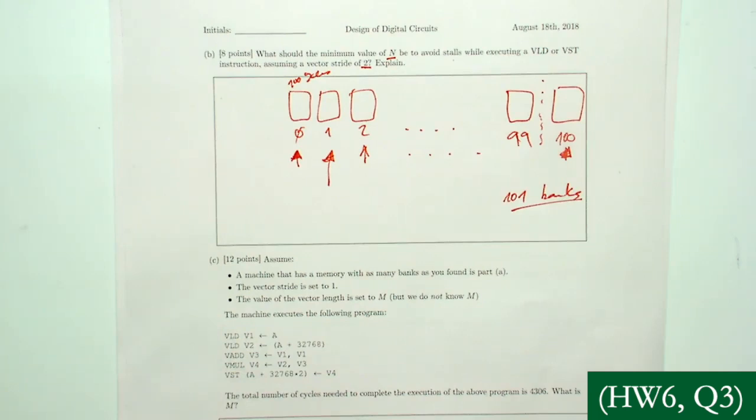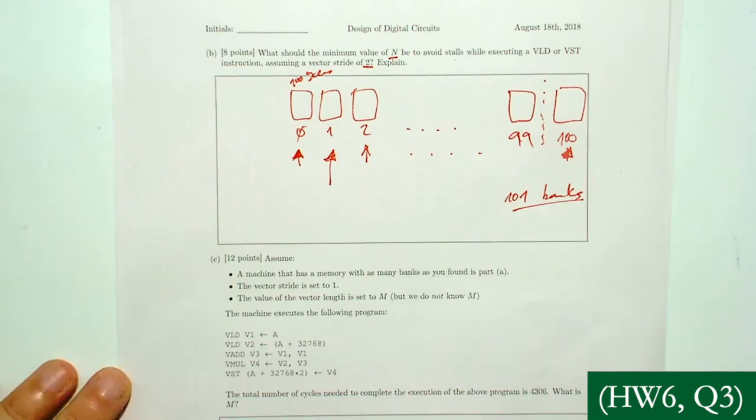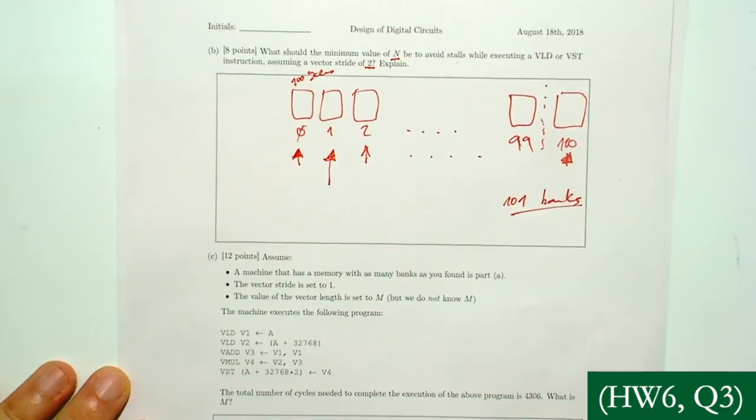Can you repeat that? So, to explain why we say 101, can we also say the greatest common divisor of 101 and 2, the number of banks and the stride, is 1? Yes. Okay, as far as a reasonable answer, that is okay.